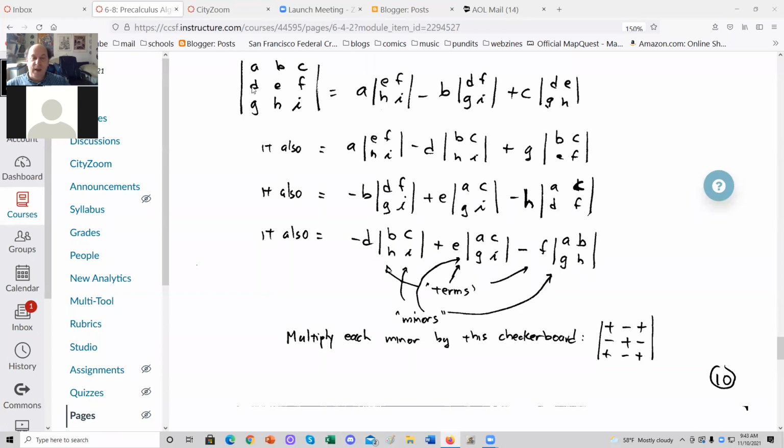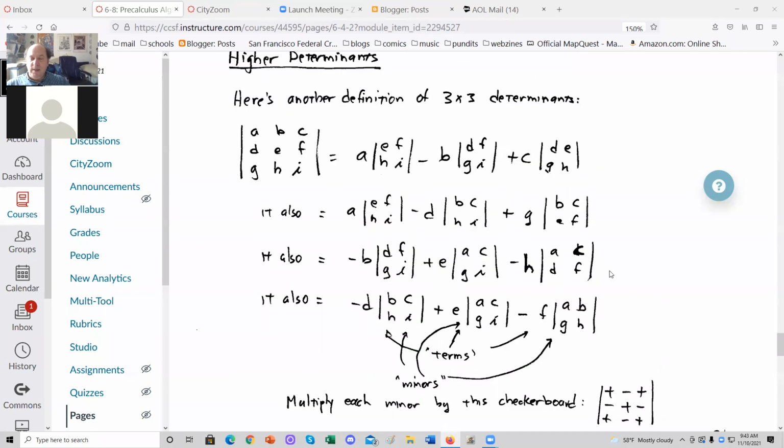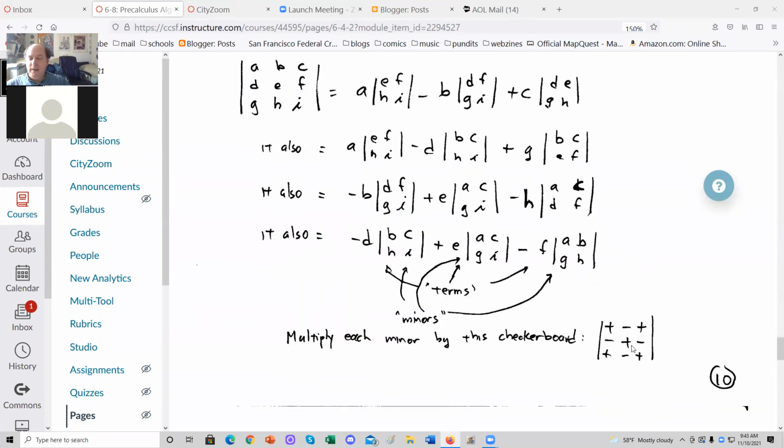Here, let's expand along, say, this row. Minus D, because it's a minus, times B, C, H, I, that's what's left over, plus E times A, C, G, I here, minus F times what's left, A, B, G, H. So it looks like an alternating sum of terms along a row or a column times minors, which are determinants of what's left in the matrix when you eliminate that row and column. A mess, I agree.